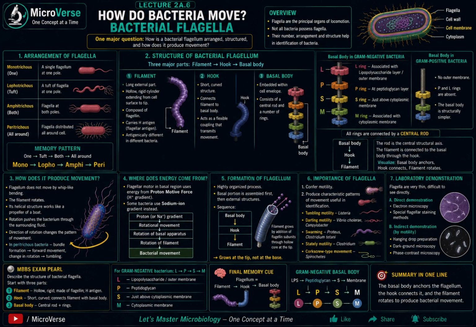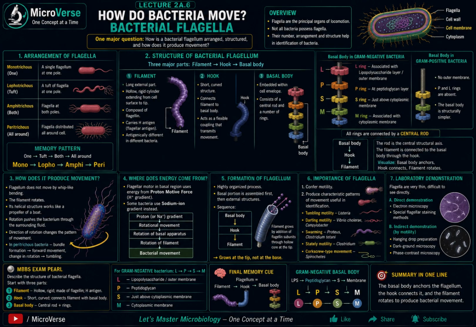But today's question is not simple. Instead of just asking what a flagellum is, we will understand how this bacterial flagellum is structurally arranged and how it produces movement. So let's see what a flagellum is. A bacterial flagellum is a long, thin, unbranched filament that acts as an organ of locomotion. Not all bacteria possess flagella. The presence, absence, number, and arrangement of flagella may be characteristics of particular bacterial groups and can help in their identification. So let's see the arrangement of flagella.